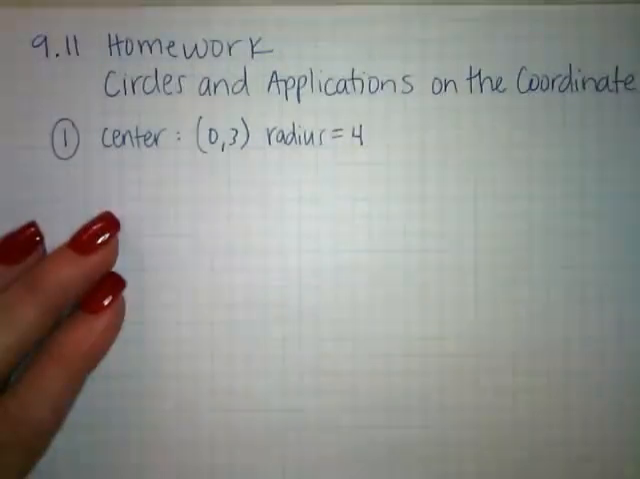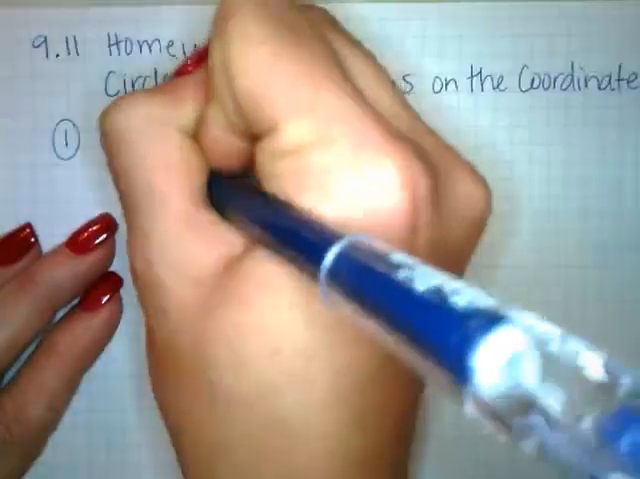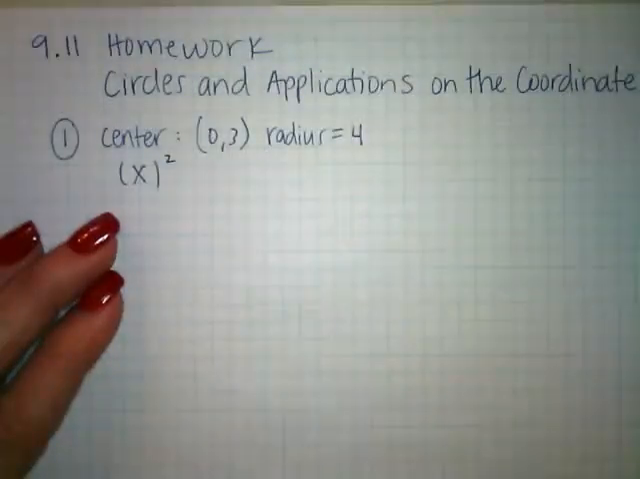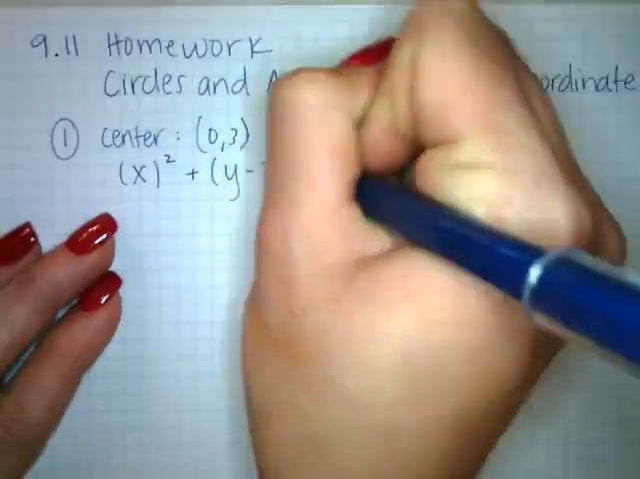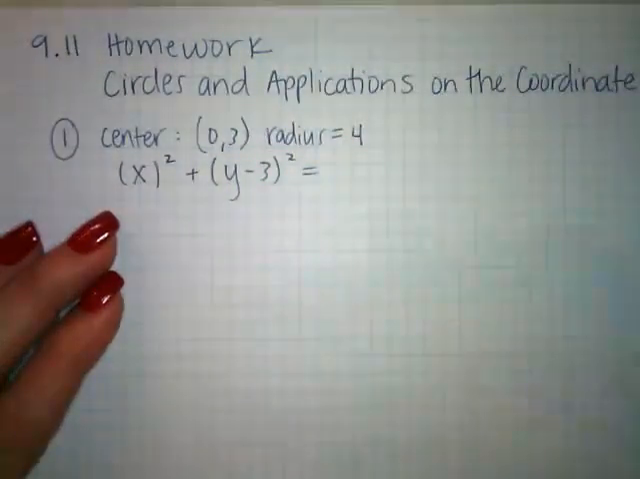Let's go ahead and put this in standard form. X minus 0 is kind of unnecessary to write, so we'll just have x squared plus (y minus 3) squared equals our radius squared, which is 16.